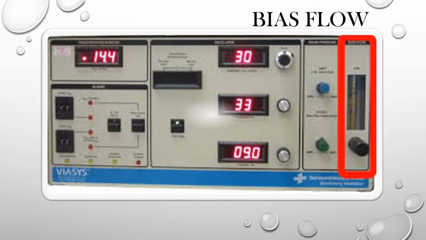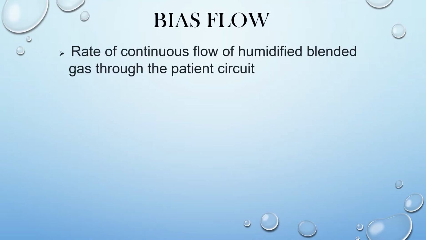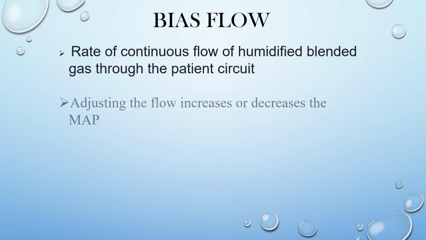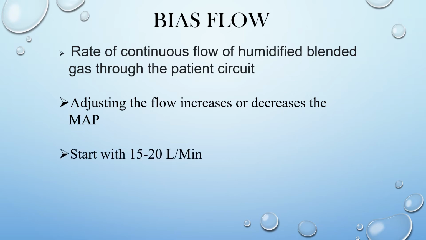Bias flow. Rate of continuous flow of humidified blended gas through the patient's circuit. Adjusting the flow can increase or decrease the mean airway pressure. Start with 15 to 20 liters per minute.